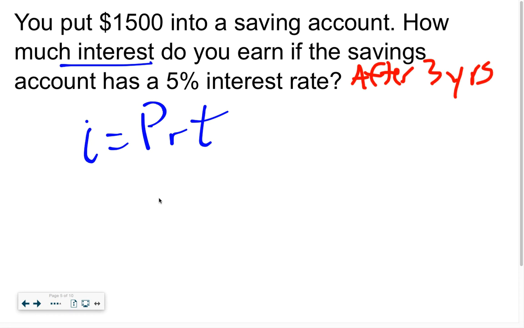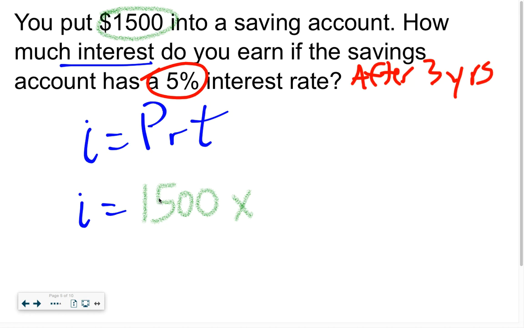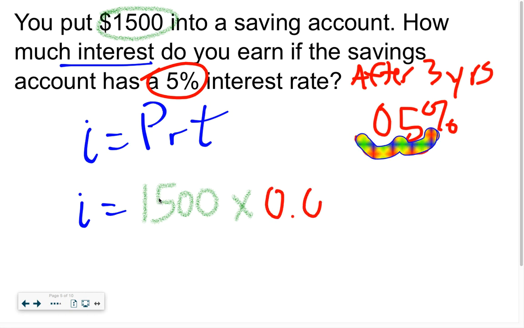I equals PRT. Again, where that is the interest, where you take the principal, the amount of money you start with, doesn't matter how much it is, $1,500, woohoo, times your rate. Again, careful, you do not put in 5%. Do not put a 5 in there. You have to take 5% and change it to a decimal. If there is no decimal, that's why we started here and moved it 2 spots. So you're going to plug in 0.05.